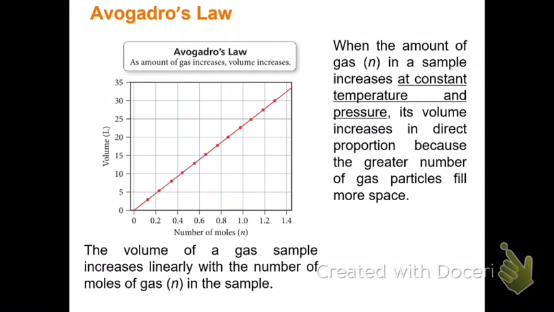Avogadro's law also states that when the amount of gas in the sample increases at constant temperature and pressure, its volume increases in direct proportion because the greater number of gas particles fill more space. The mathematical relationship between the two variables, volume and number of moles, is expressed in this formula here: the initial volume of the gas divided by the initial number of moles of the gas is equivalent to the final volume divided by the final number of moles.